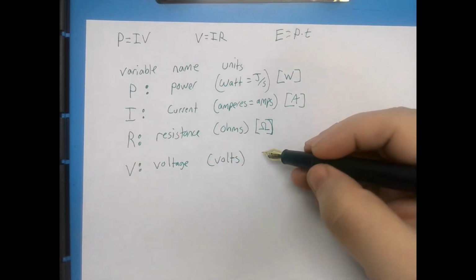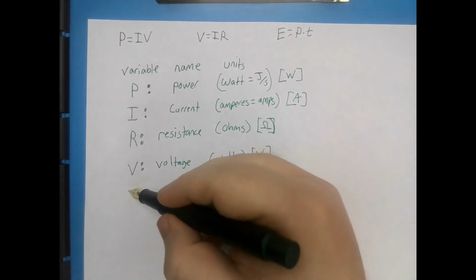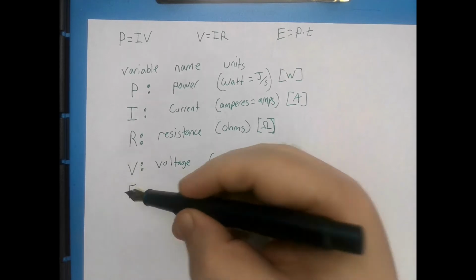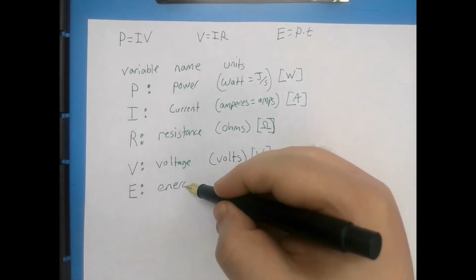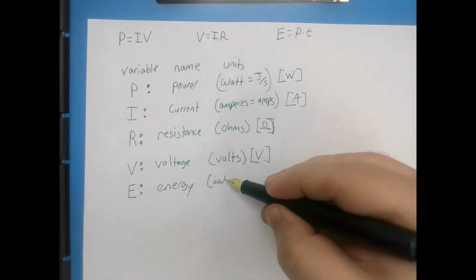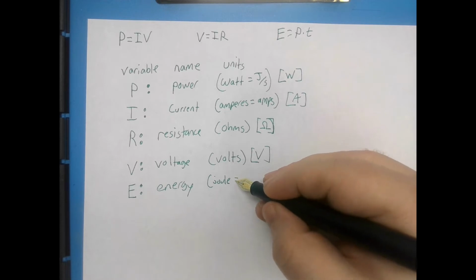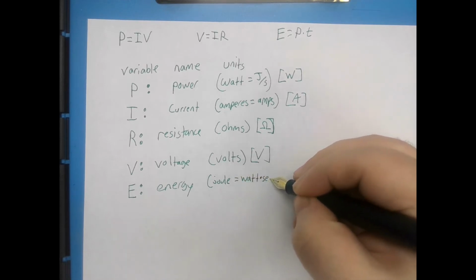Voltage is the unit volt. And we have energy. Its unit is the joule. Equivalently, a joule is equal to a watt times a second.